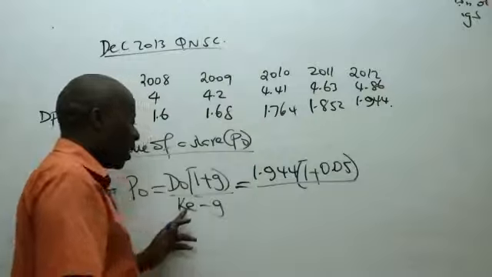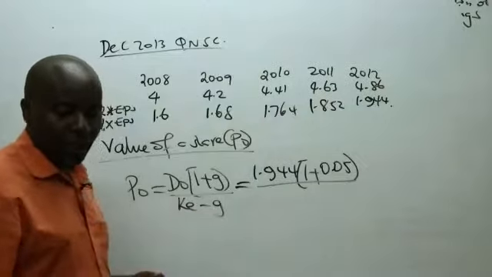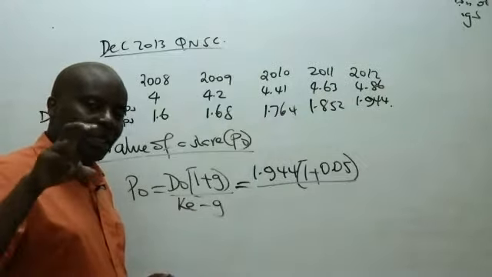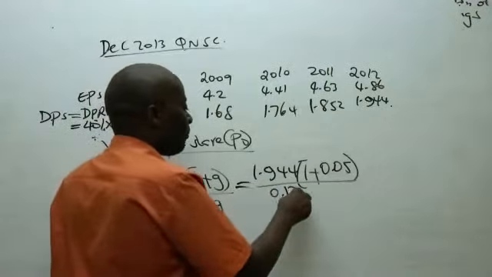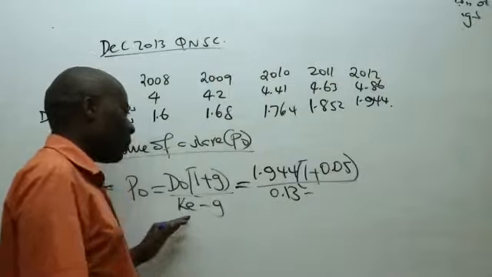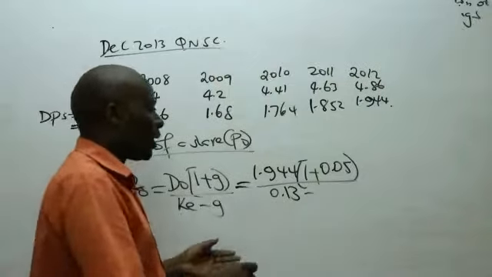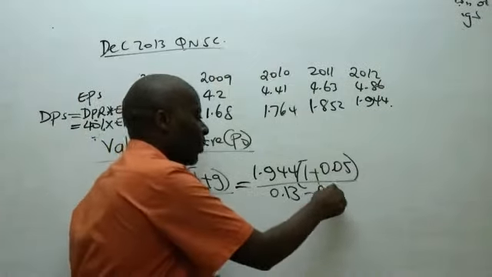All over the required return. The required return I can see there is 13%. And 13% is the same as 0.13 minus the growth rate again, which is 0.05.